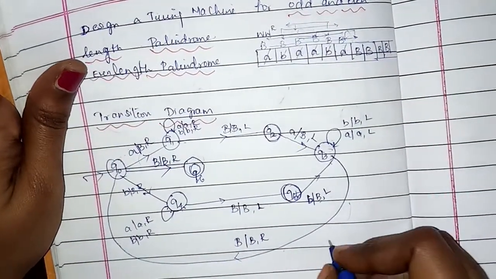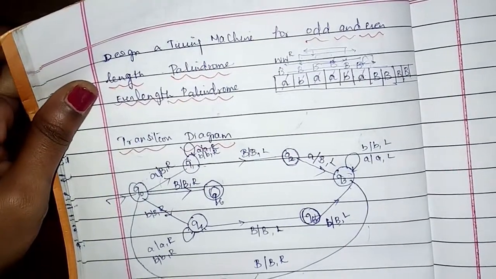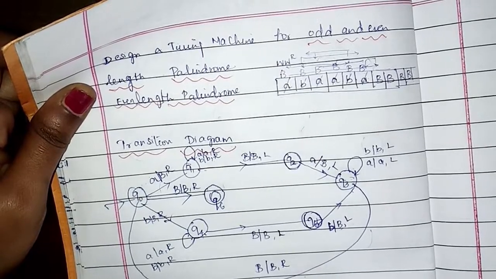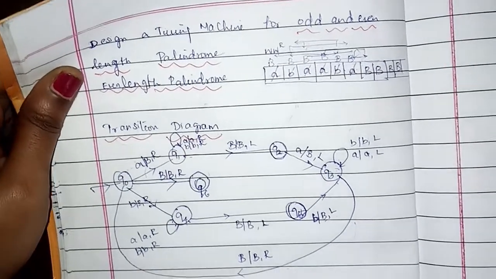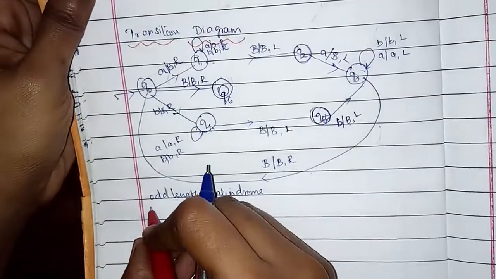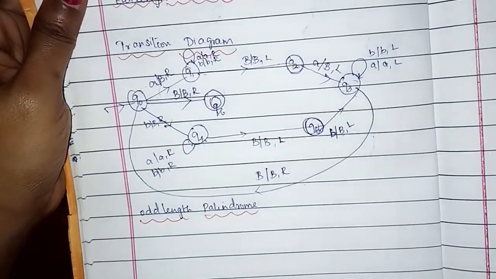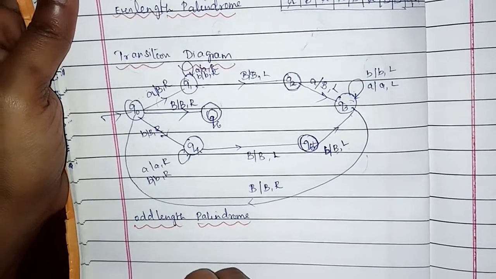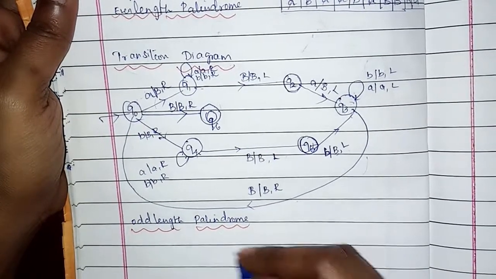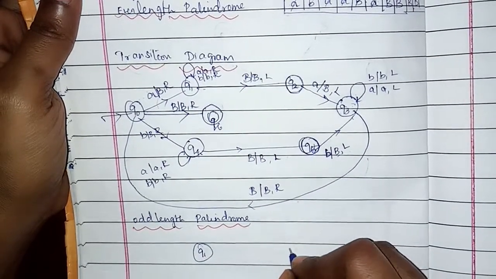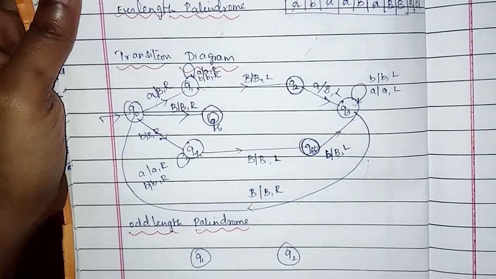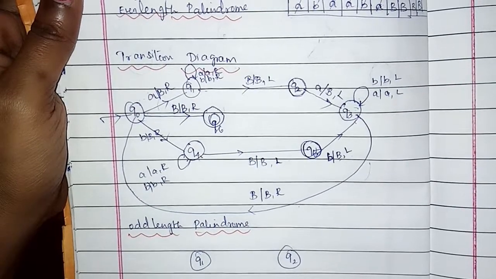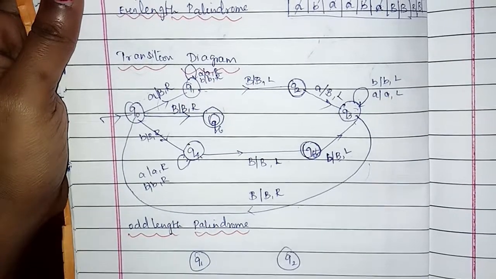So now we are going for odd length palindrome, right? For all odd length palindromes, the same procedure is followed. Only difference is, see, I am telling you the steps one by one, right? So all the steps are as usual. There are no changes. Only a slight change is available here, right?